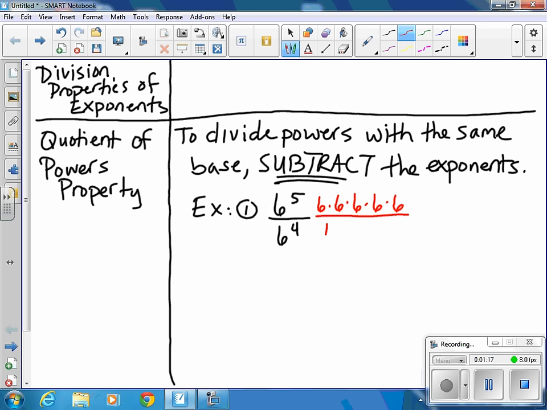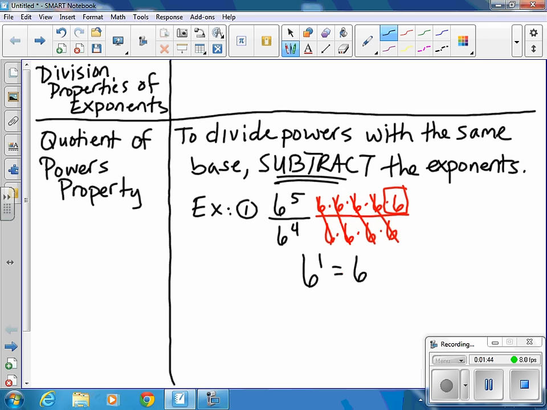The bottom would be 6 times 6 times 6 times 6. And in division, a 6 divided by a 6 makes a 1, so we cancel them out. If I cancel out the top 6s and bottom 6s, I'm left over with 6 as my final answer. Now if I use this property that says just subtract the exponents, my base is 6, and 5 minus 4 gives a power of 1, and 6 to the 1st power is 6. So you get the same answer, it's just shorter and faster.